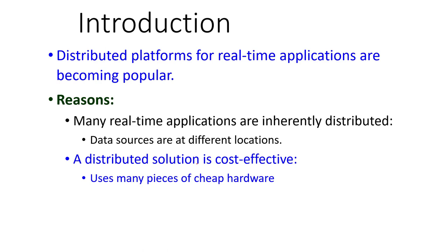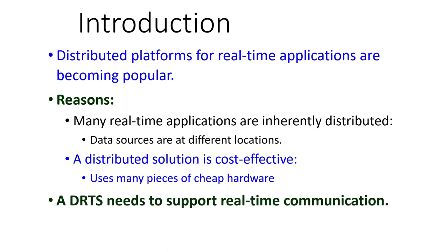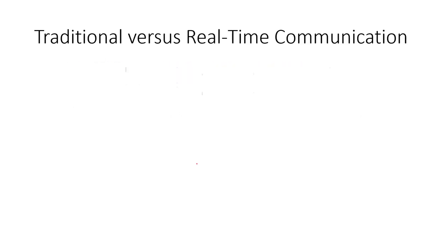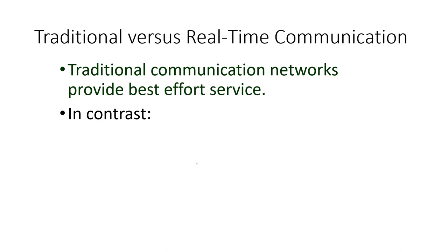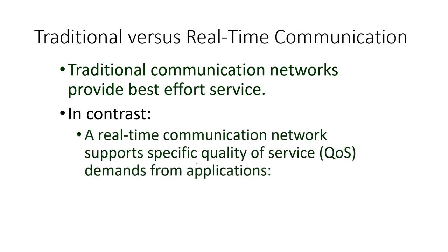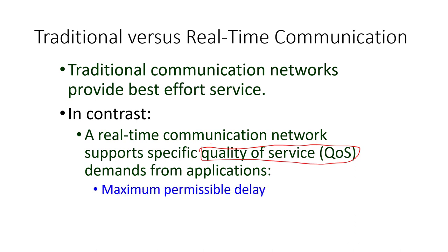Again, we are using cheap off-the-shelf hardware. We are using regular real-time operating systems. We also need real-time communication. Traditional communication provides best effort service. On the other hand, real-time communication supports some specific quality of service demands. In the sense, if a certain packet is supposed to reach within 2 milliseconds, then that should be the case. So some guarantees are made.